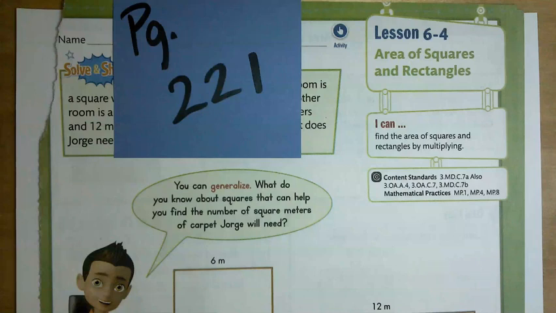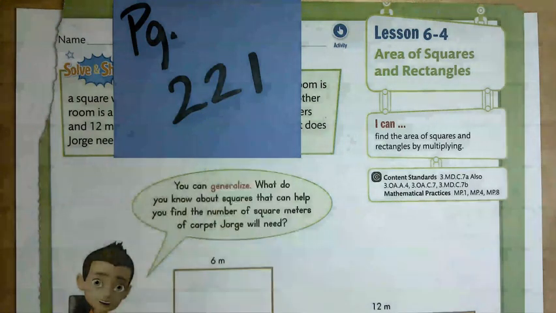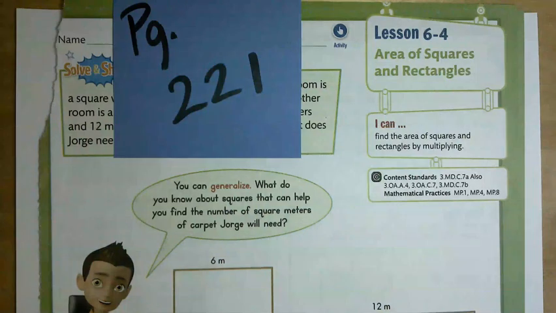Hey there, third grade. This is Mr. Campbell. Today we are going to be working on page 221. And today we're going to be talking about areas of squares and rectangles. And this is kind of what our focus has been here in chapter 6.